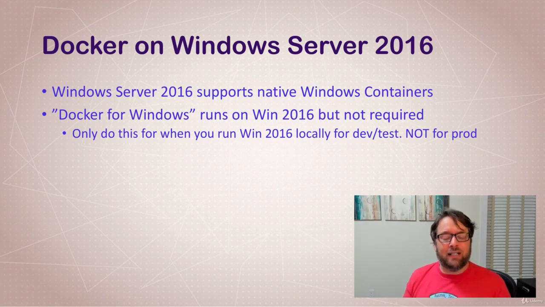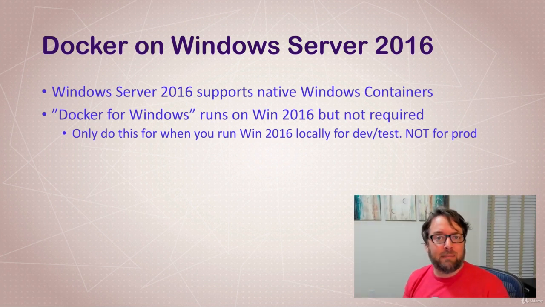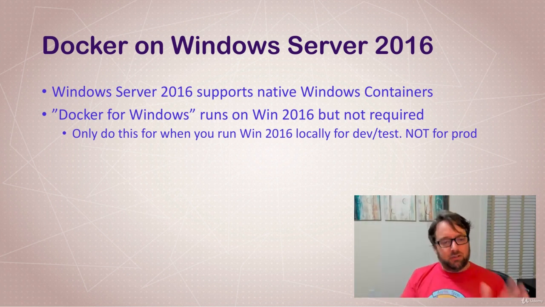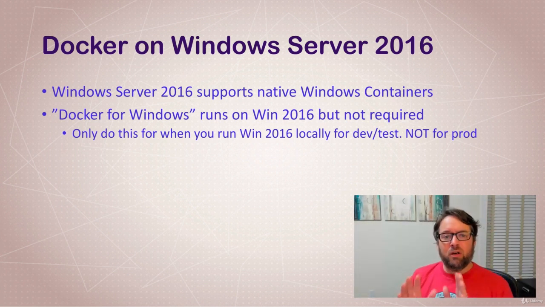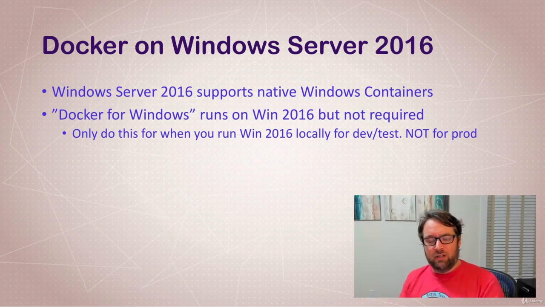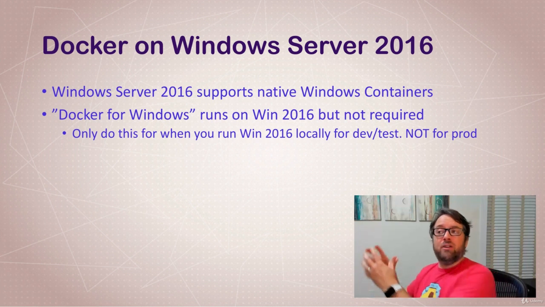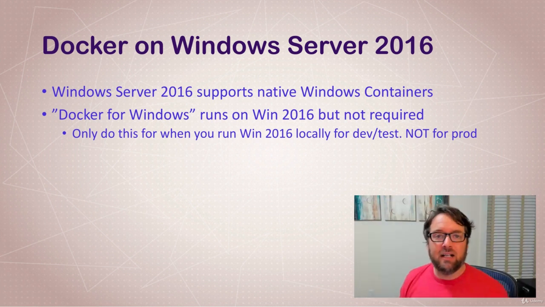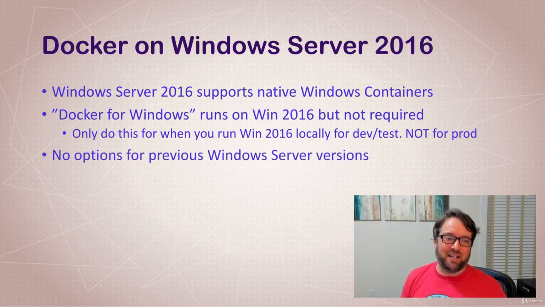Some developers do that. They develop locally on Windows Server because that's the platform they use in production and they like to develop on that platform. So if you're doing that, totally install Docker for Windows. It'll give you a better experience. But if you're in production, don't do that. You really want to run Docker Windows containers natively on Server 2016, and if you're going to do Linux containers, you run those natively on Linux, not on Docker for Windows in production.